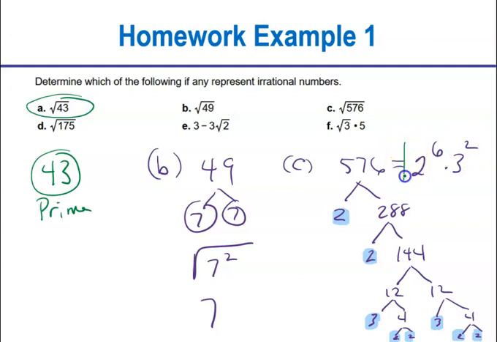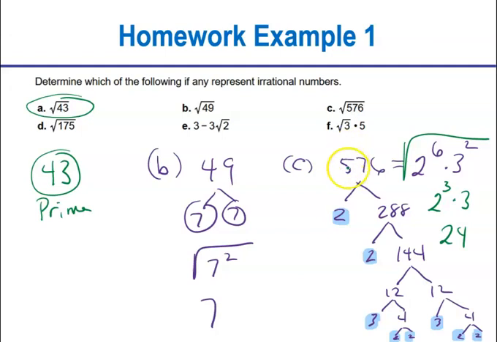Remember, we are taking the square root of that, and the square root of that is a perfect square. So the square root of 2 to the 6th, you can think about that as 2 to the 3rd times 2 to the 3rd. So that would be 2 to the 3rd. The square root of 3 squared is 3. Notice I'm just cutting these exponents in half, because that's 3 to the 1st. That's how you take a square root. 2 to the 3rd is 8 times 3 is 24. So 576 is not an irrational number because it is a perfect square. The square root of 576 is 24.